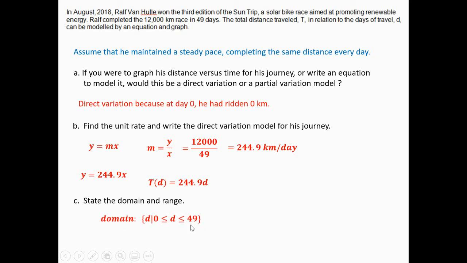And now the domain makes more sense. It says the D values can be between 0 and 49, so 0 to 49 days inclusive. How about the range? What's the possible range? Well, the range we know is the total distance he's traveled, and it can be from 0 to 12,000 because we know that total distance is 12,000 at the end. So the range can be anywhere from 0 to 12,000 kilometers.